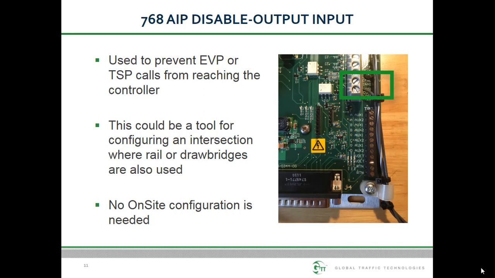To use, connect wires from the AIP inhibit and control 24 volt to an output of the controller that is activated during rail or drawbridge preemption. Consult the phase selector manual and your controller manual for more details. No configuration within OnSite is needed.